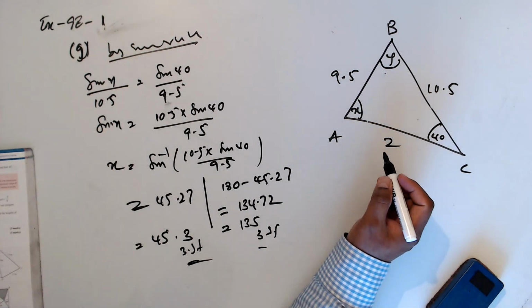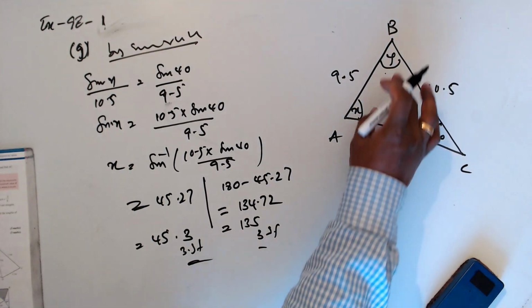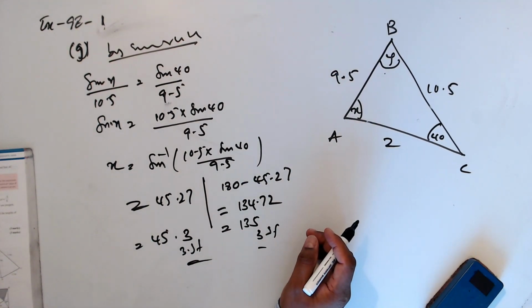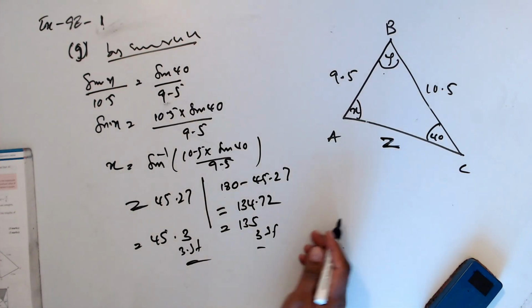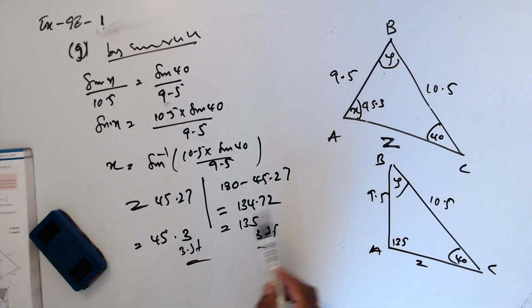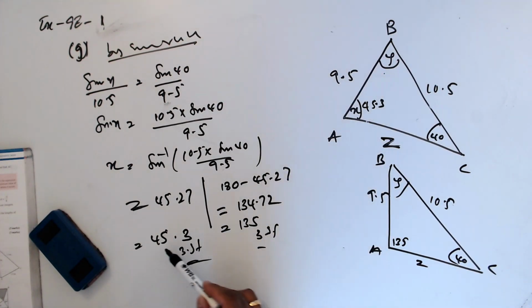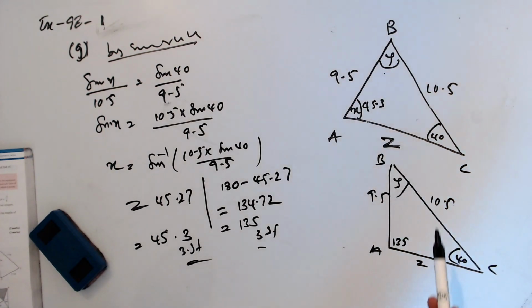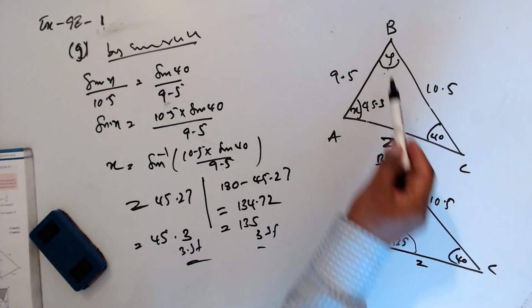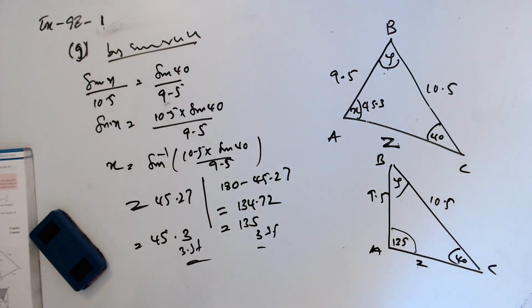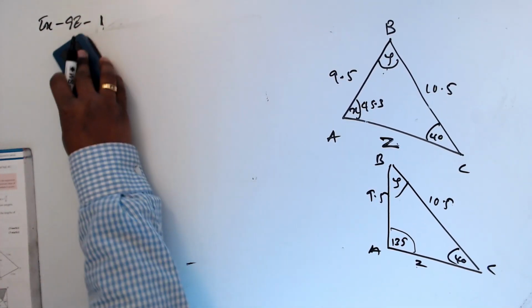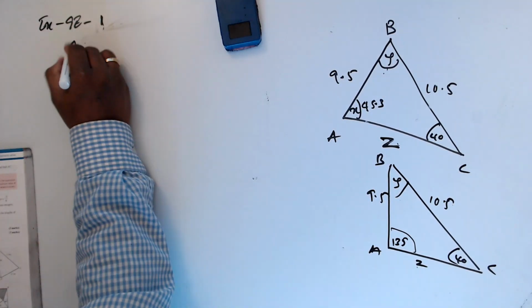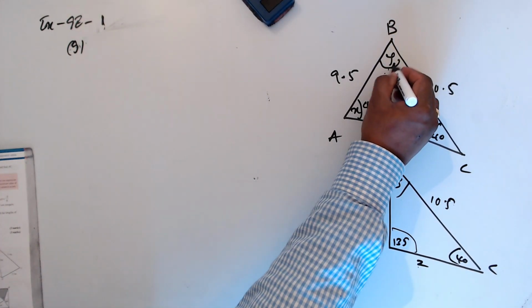So now we have to consider both because x and y can both vary. Now we have two answers. One is 45.3 with this setup, the other one is 135 with the same setup. It means two answers for y and two answers for z. So we'll work on that now. I will put this as y1 and y2.